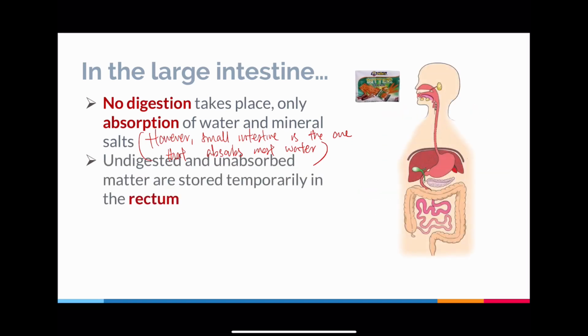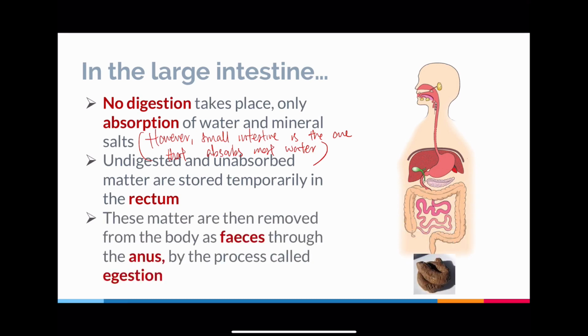Alright, so undigested food will eventually be passed into the large intestine, whereby water and mineral salts are absorbed back into the body, and the remainder is stored temporarily in the rectum, and then passed out as feces at the end of the process of digestion.